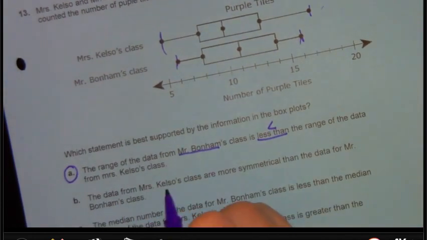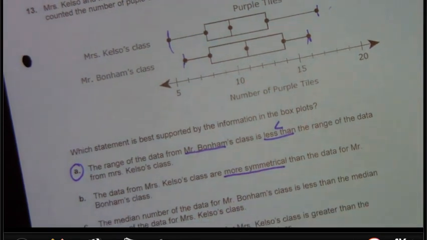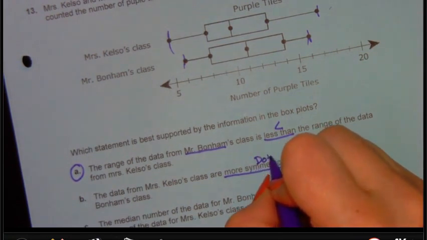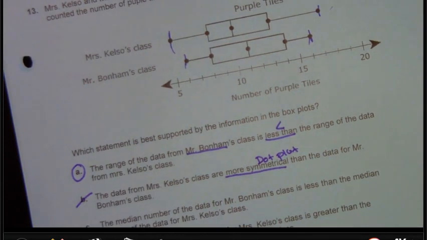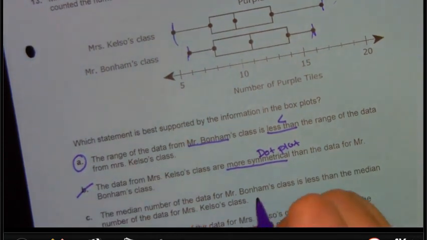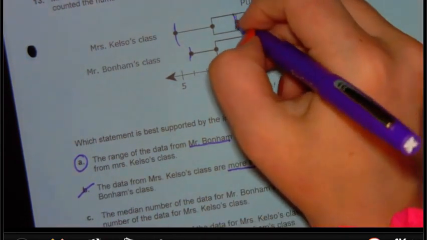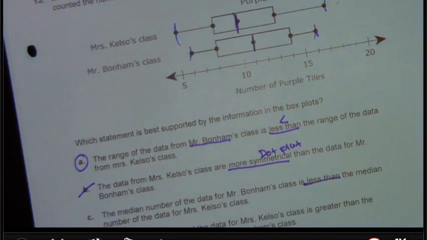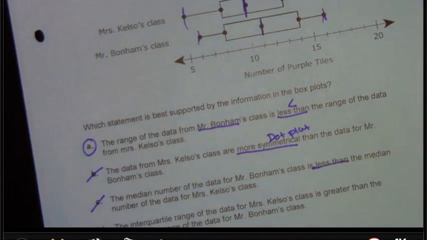The data for Miss Kelso's is more symmetrical than the data for Miss Bonham's. We can't quite guarantee that, because when I see this, I think of a dot plot, and I don't have that information, so I can't 100% tell you. The median number for Miss Bonham is less than the median number for Miss Kelso. Well, which one has a smaller median, Bonham or Kelso? Miss Kelso does. So Miss Bonham is more.